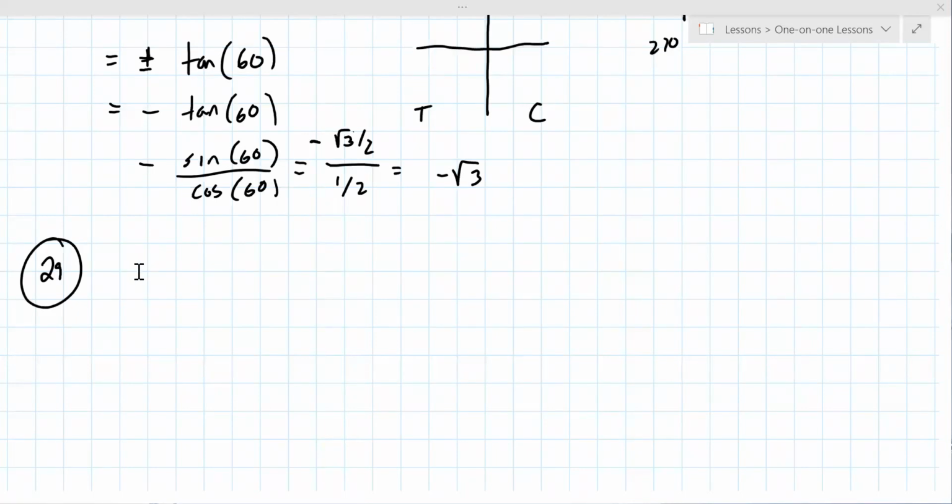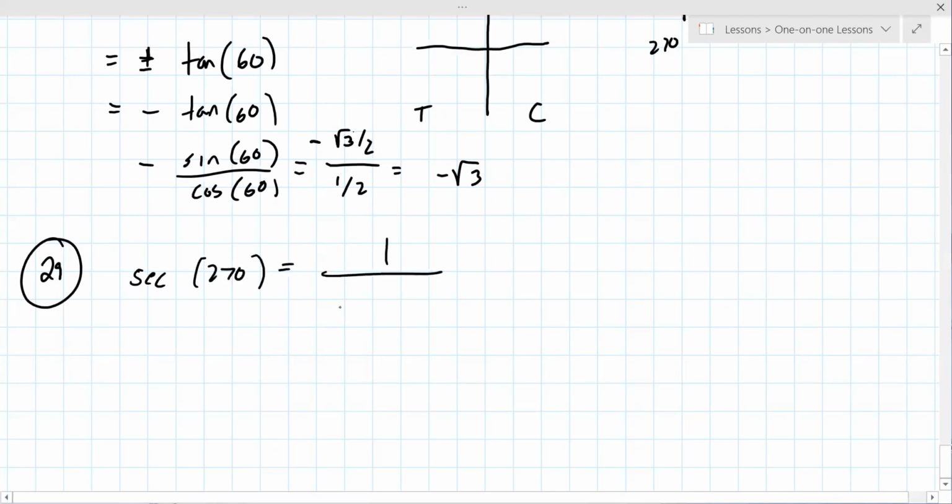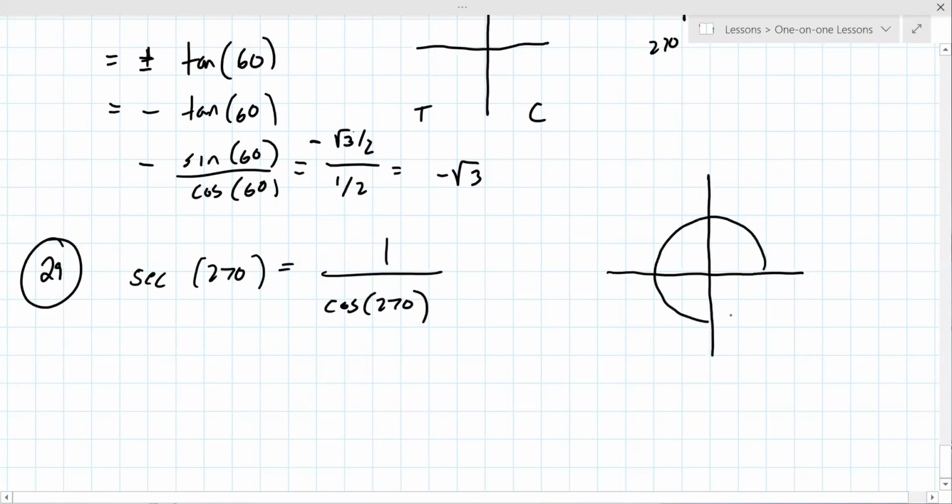29 says the secant of 270. All right, so this is like 1 over the cosine of 270. That's the relationship. 270 degrees on the unit circle is where? So here's 0, here's 90, 180, 270. What's the XY coordinate there at this point, right there? It would be 0, -1.